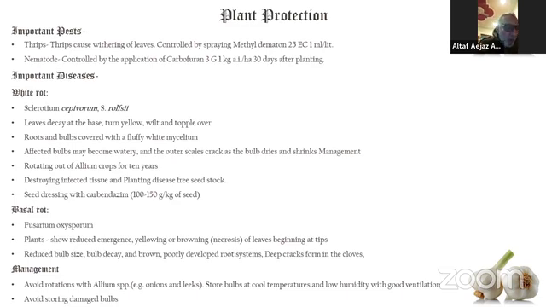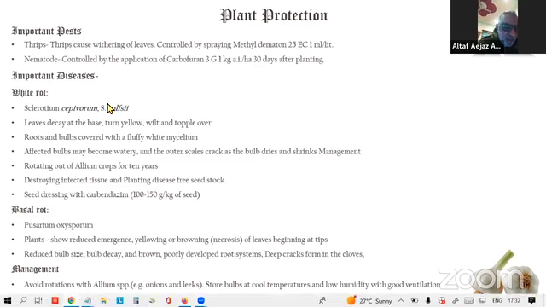Important diseases: white rot, with leaf decay at the base, roots and bulbs covered with fluffy white mycelium. That means a fungal attack. Affected bulbs may become watery and outer scales crack as the bulb dries and shrinks. Management: rotating out allium crops for 10 years, destroying infected tissues and planting disease-free stalks. Seed dressing with carbendazim must be undertaken before sowing.